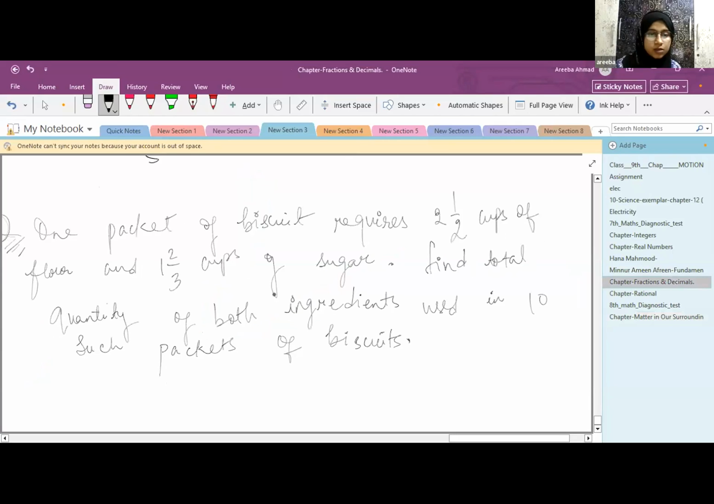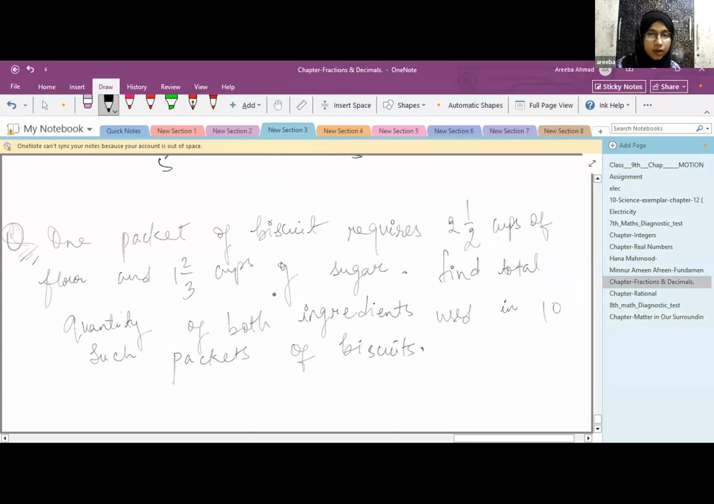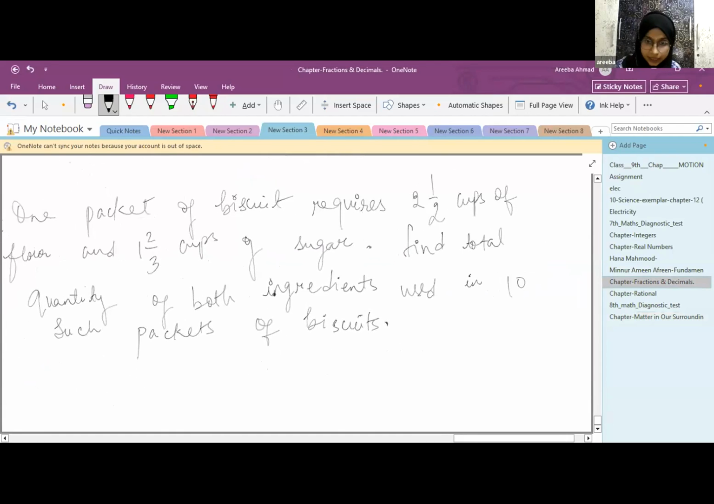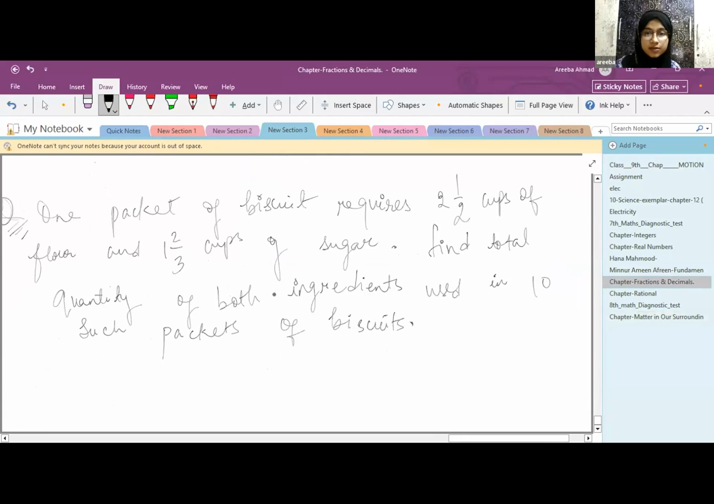So 1 packet of biscuit requires 1.5 cups of flour and 2/3 cups of sugar. Find the quantity of both the ingredients used in 10 such packets of biscuits. Okay, try this one.